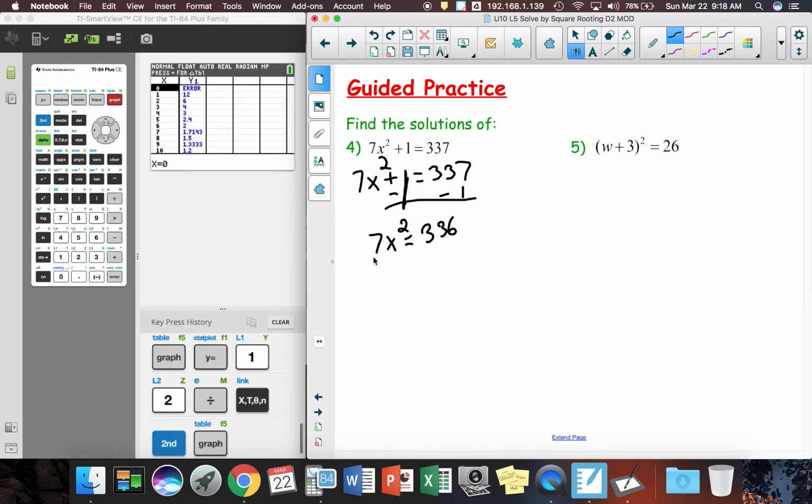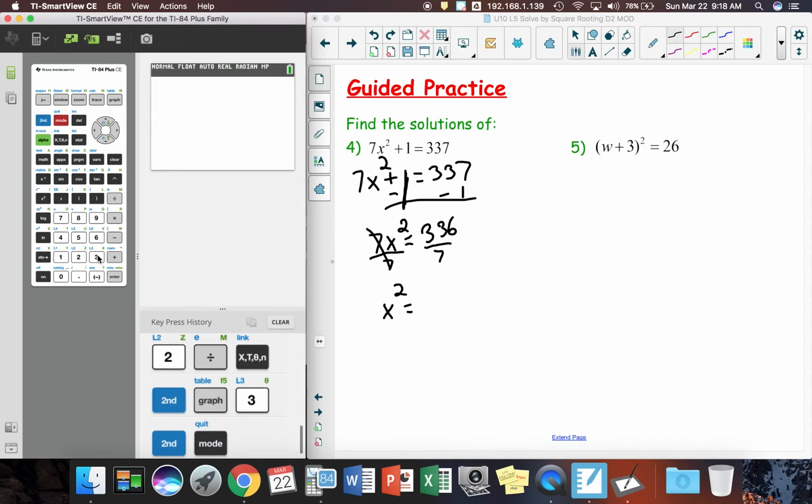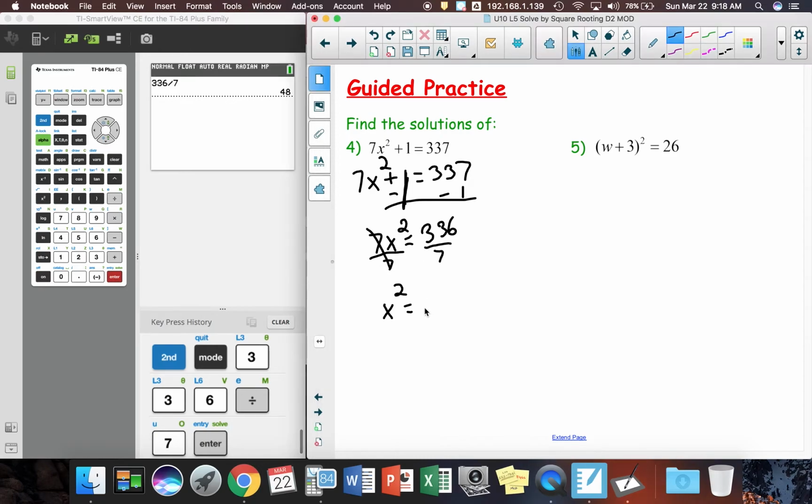Next, I'm going to want to divide by 7. Divide this side by 7, and divide this side by 7. Now, I'm not sure what 336 divided by 7 is, so I'm going to use my calculator. I have x squared equals 336 divided by 7. When I press enter, I get 48. So x squared equals 48.